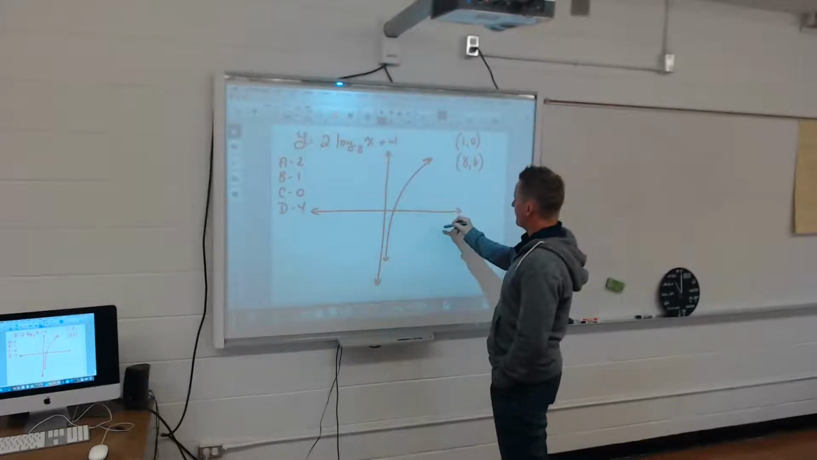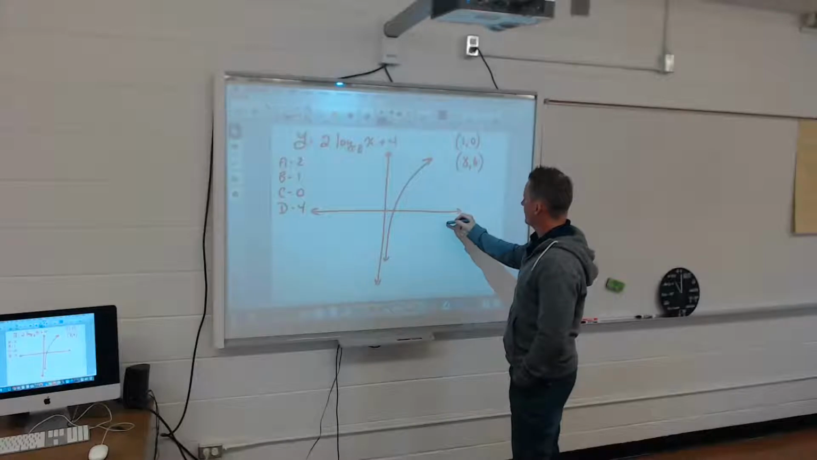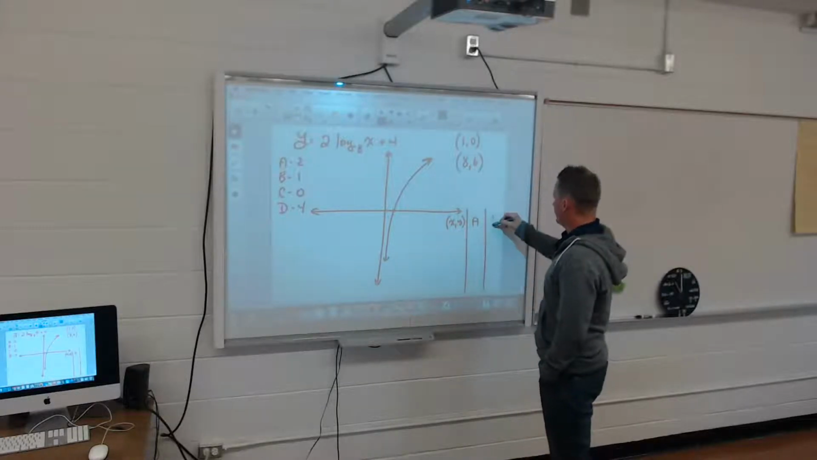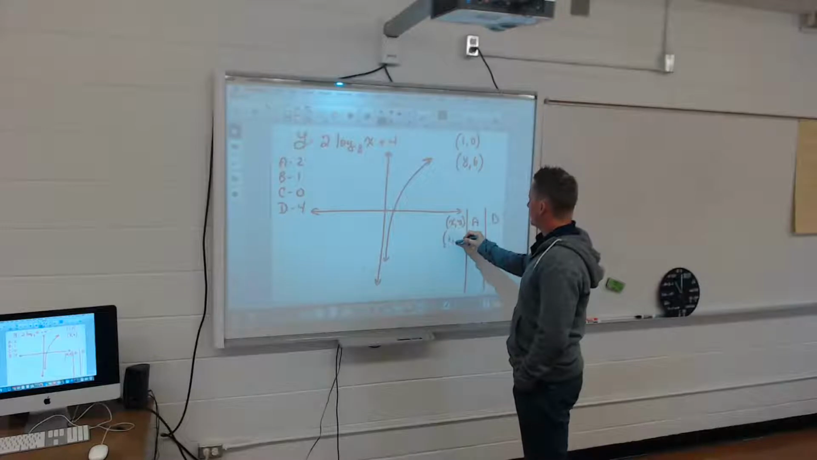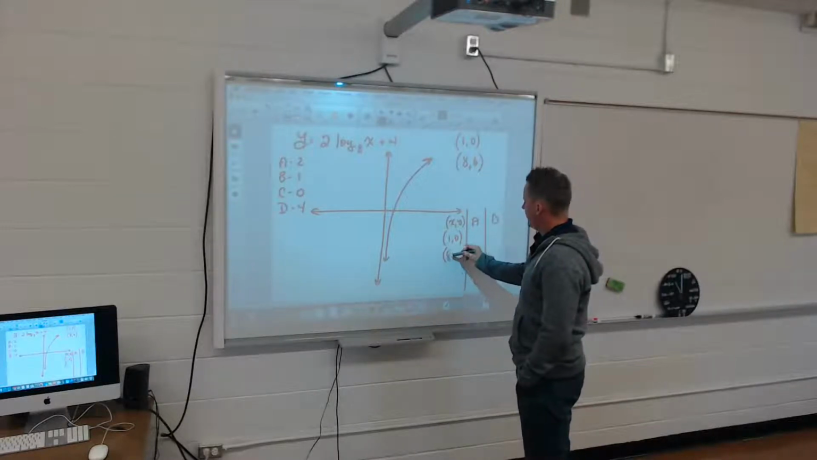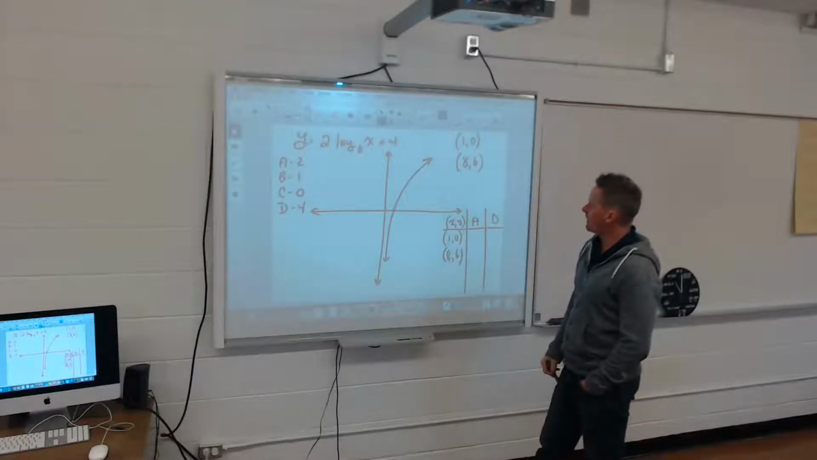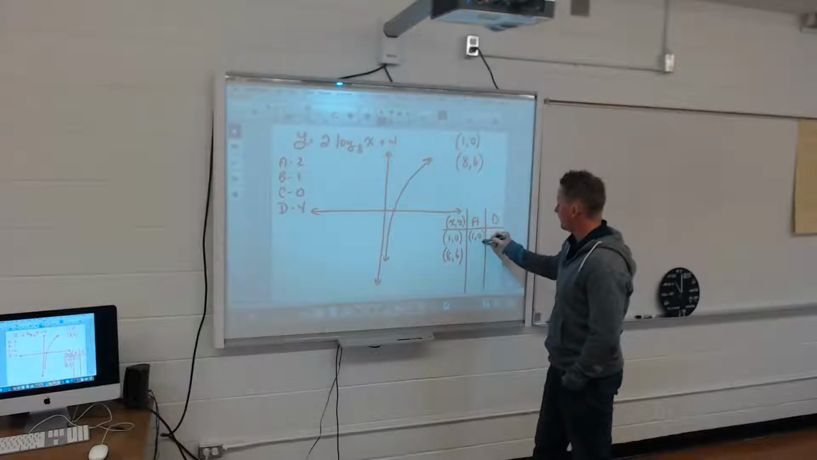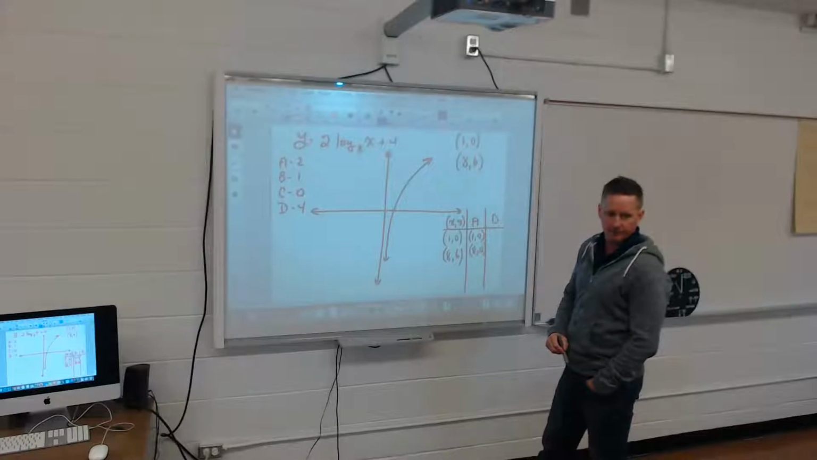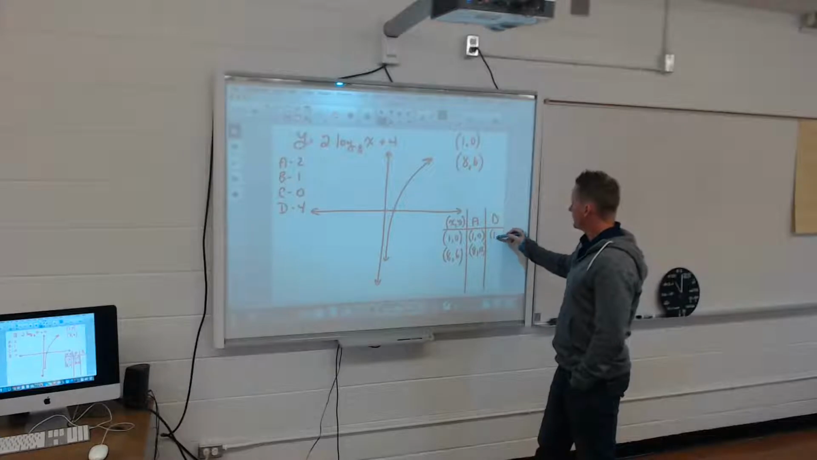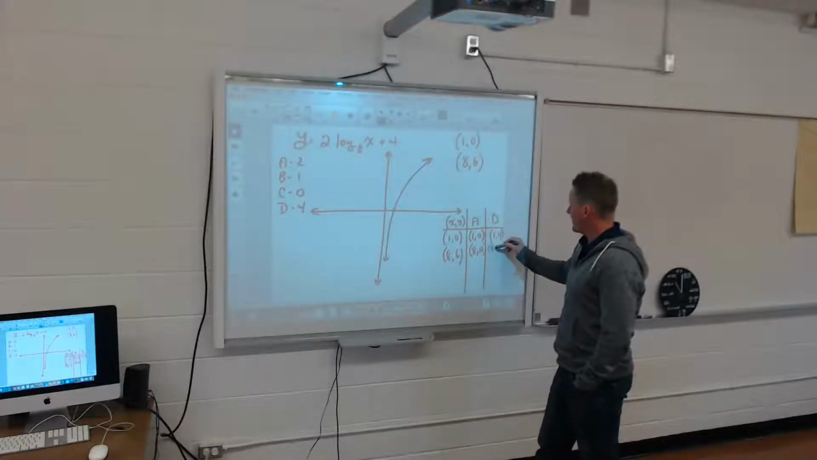So we'll set up a table. I don't need to go through all this, but I'm going to show it to you anyways. I've got x, y, a, and d really is all I've got to worry about. So 1 and 0, and 8 and 6. Because of a, I multiply my y values by 2, so that stays as 1 and 0. This guy becomes 8 and 12. And then I have to move them up 4. So this guy becomes 1 and 4, and this guy becomes 8 and 16.